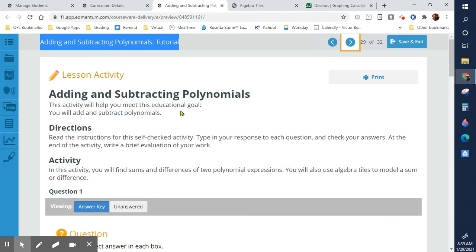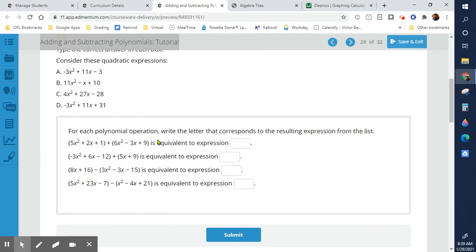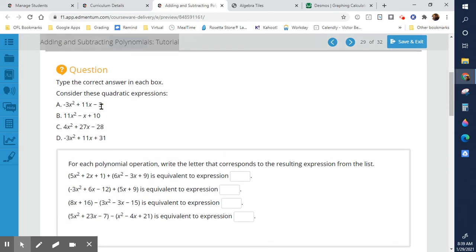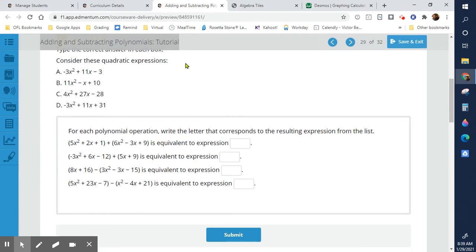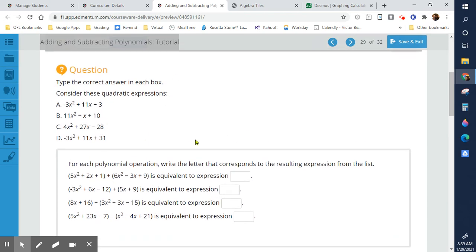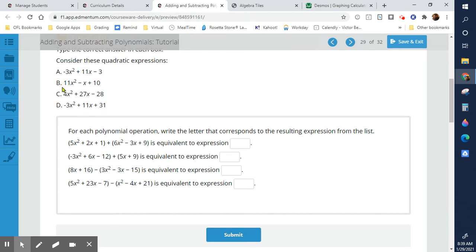All right. So now we're going to be adding and subtracting polynomials. So let's get into this. We need to find which one they're equivalent to. Oh boy, they kind of try to make it seem easy. Please don't just guess. Distribute and do everything carefully.